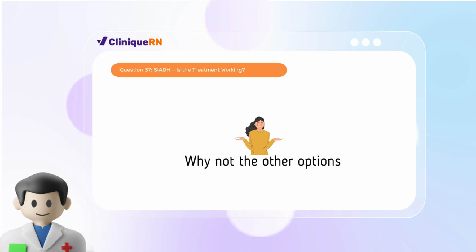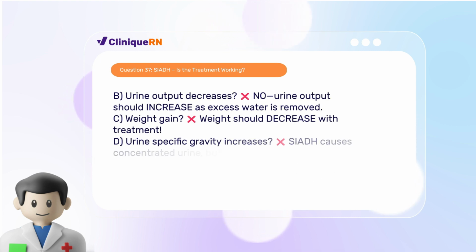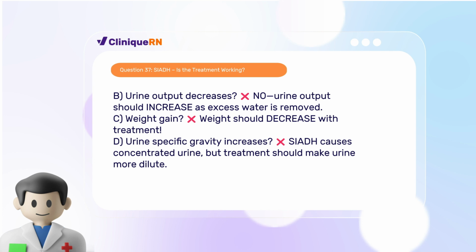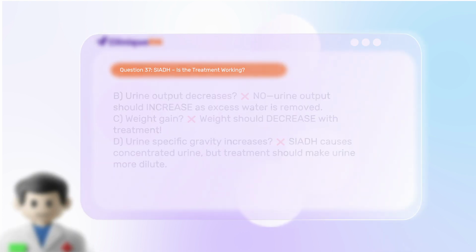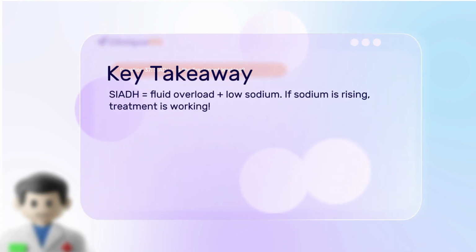Why not the other choices? B. Urine output decreases. No, urine output should increase as excess water is removed. C. Weight gain. Weight should decrease with treatment. D. Urine-specific gravity increases. SIADH causes concentrated urine, but treatment should make urine more dilute. Key takeaway: SIADH equals fluid overload plus low sodium. If sodium is rising, treatment is working.